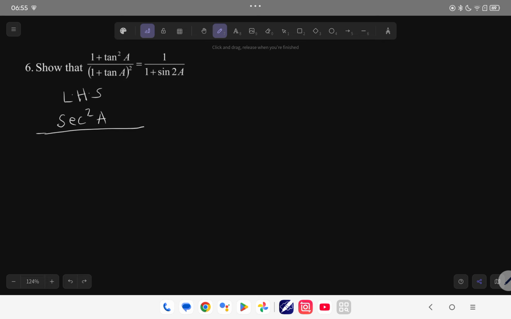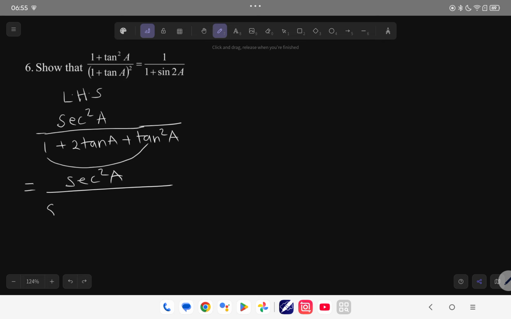Then down we shall have 1 plus, now I'm opening this bracket, 1 plus 2 tan a plus tan squared a for the denominator. Again, these two will give us sec squared a. It will give us sec squared a plus 2 tan a.